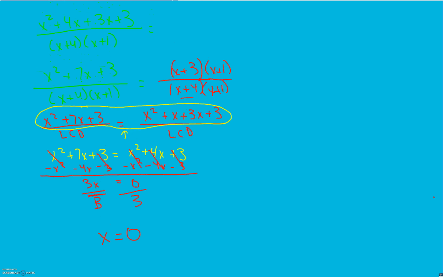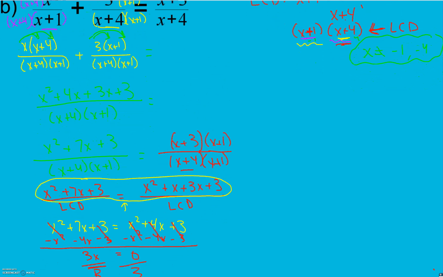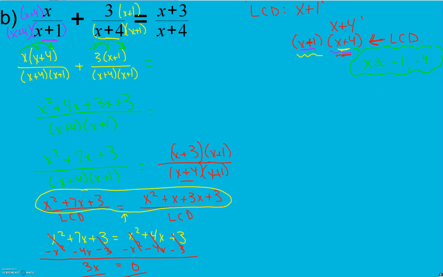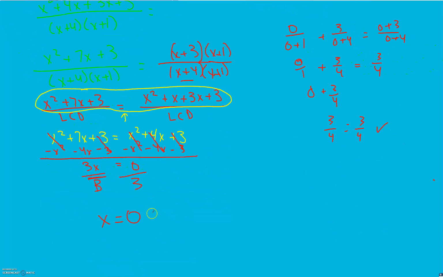That's not one of my restrictions, so it looks like it might be okay, but let's plug it in just to check. We get 0 over 0 plus 1 plus 3 over 0 plus 4 equals 0 plus 3 over 0 plus 4. 0 over 1 plus 3 over 4 equals 3 over 4. 0 divided by anything is 0. So when we add those, we get 3/4 equals 3/4. It checks. So our answer here is just 0.